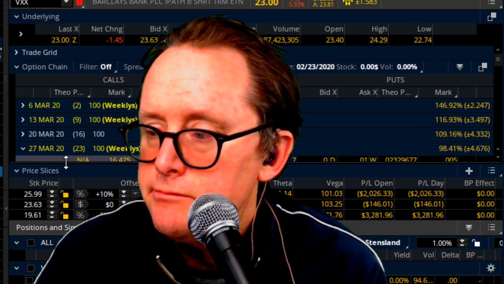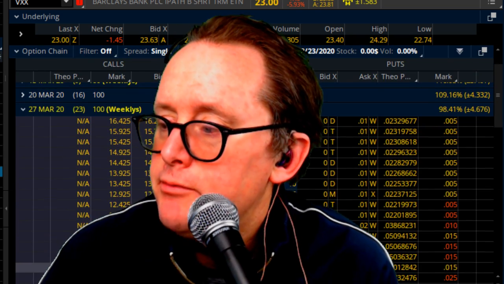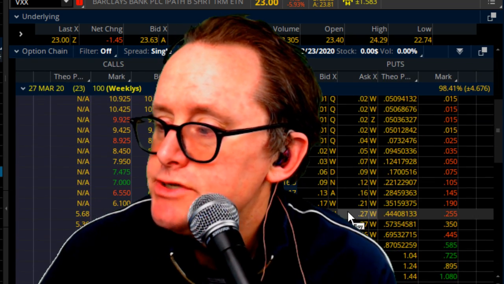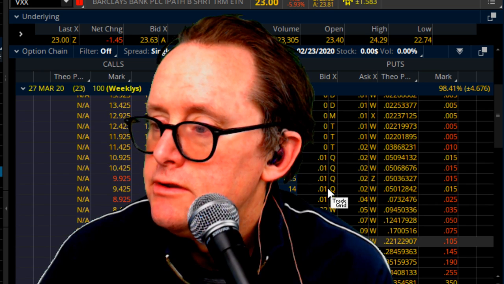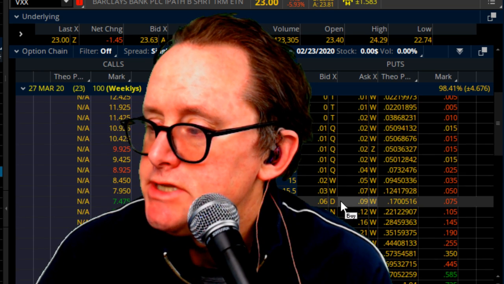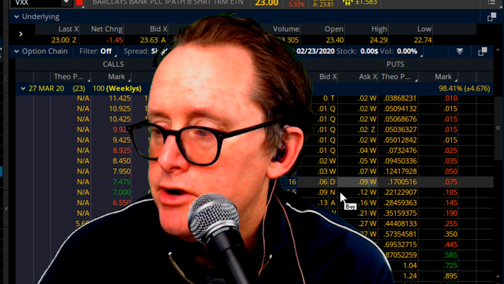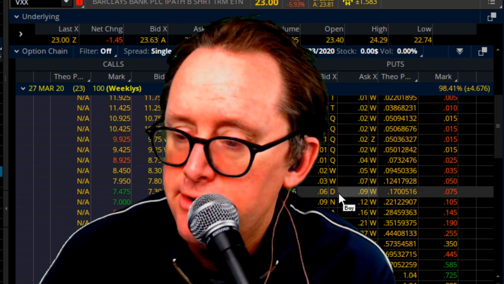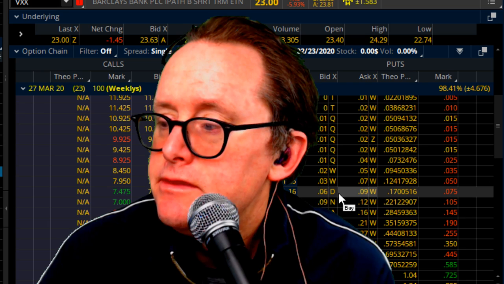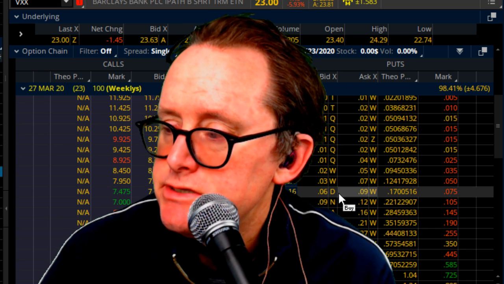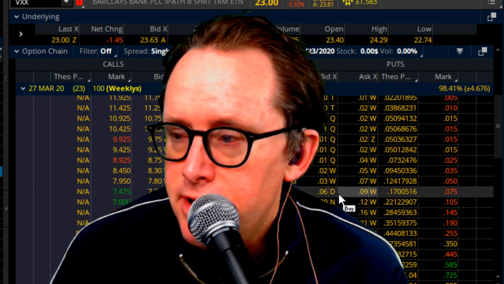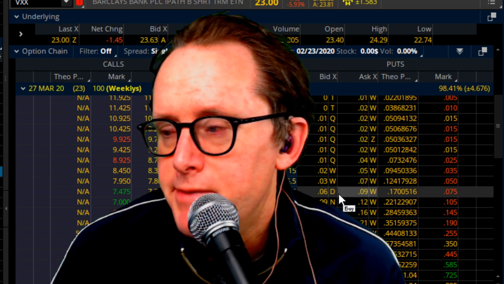So the 16 put, yeah, I would consider the 16 put to be pretty much worthless at this point. The market's 6-cent bid at 9. We've moved so much higher than that strike that they're not really in play. It would be pretty unlikely for this to go back to 16.